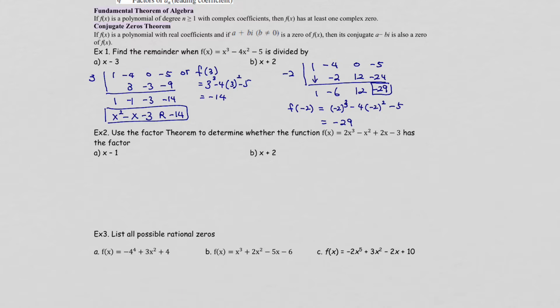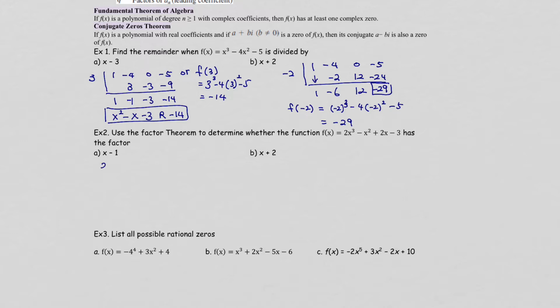Now, example 2 is asking to use the factor theorem to determine whether the function has the factor. So they wanted to know if this is a factor of that function. In order to be a factor of the given function, your remainder has to be 0, right? That was the factor theorem's definition. So what we're going to do, we're going to use synthetic division.